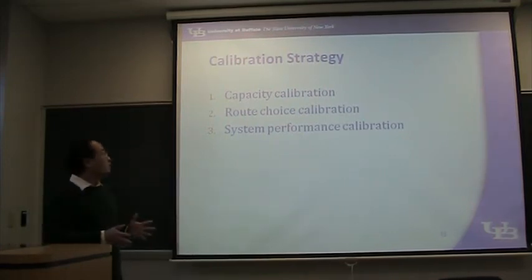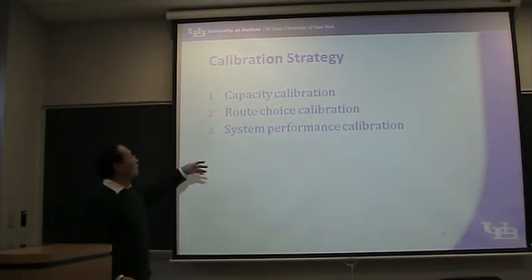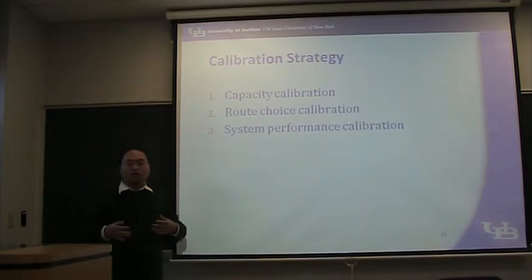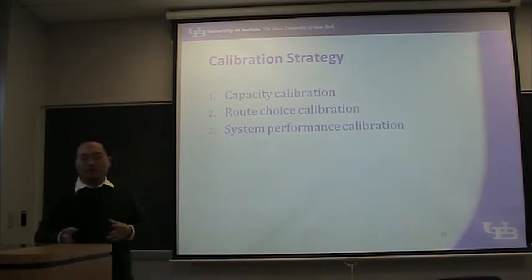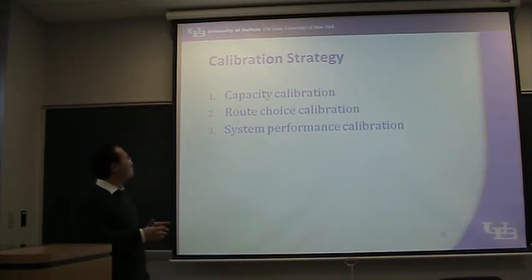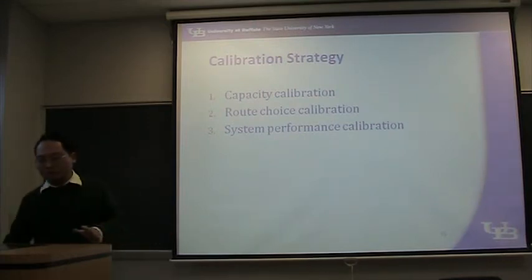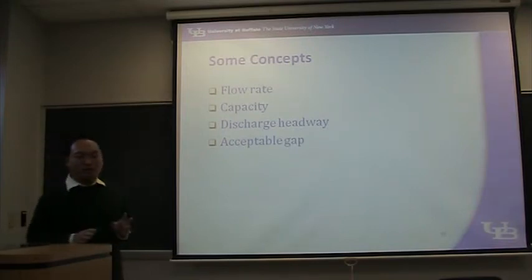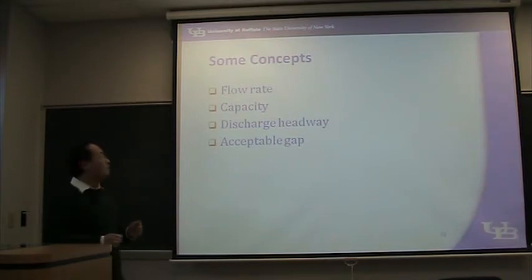The calibration can be divided into three stages. The first stage is called capacity calibration, which is to calibrate the capacity of the network. The second part is route choice calibration. The third part is the system performance calibration. So let me introduce them one by one. Before doing that, I want to emphasize some concepts in case you don't remember them.